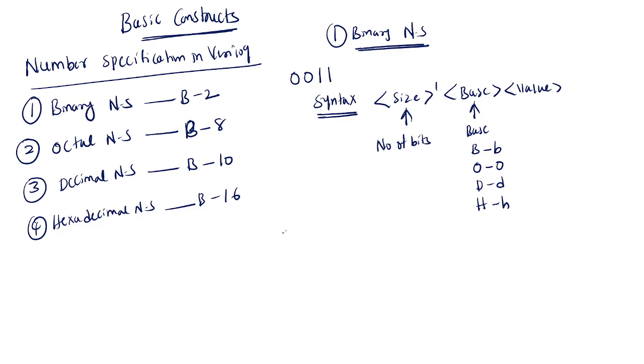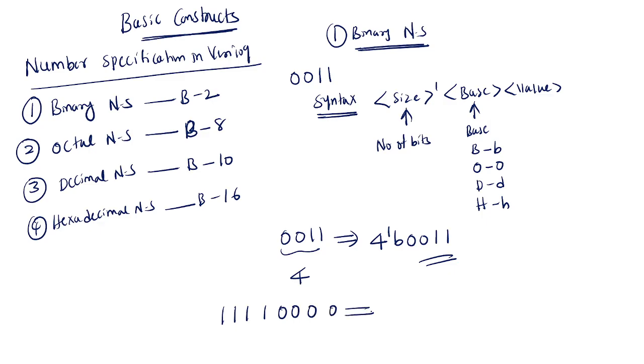Suppose I want to represent 0011. How many bits are there? 4 bits. So 4 tick binary, and my value 0011. Like this I will represent. Suppose one more 8-bit number, 1111 and four zeros. I represent it as 8 tick binary 1111 0000. Is it fine? Shall I move forward?